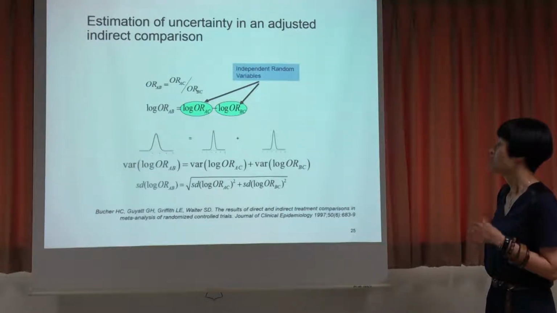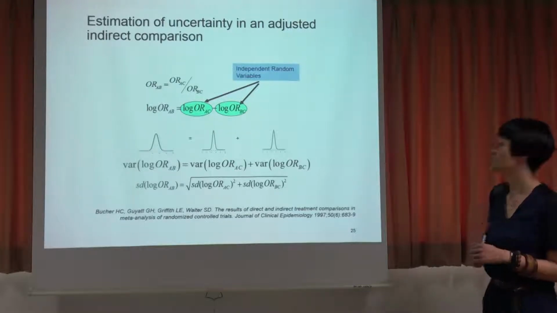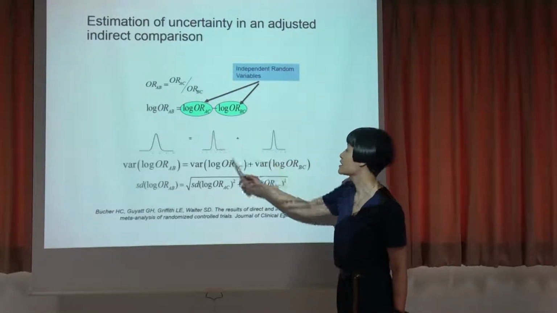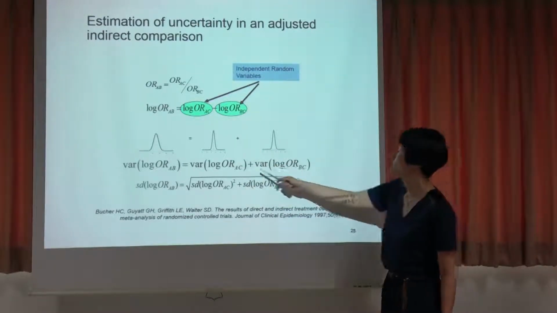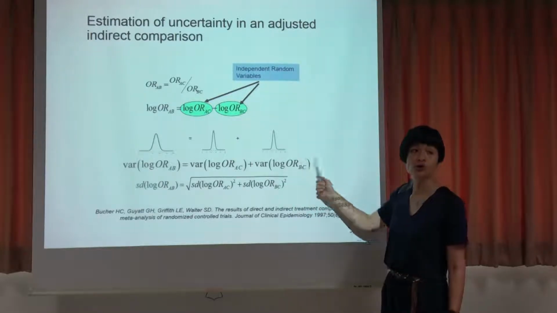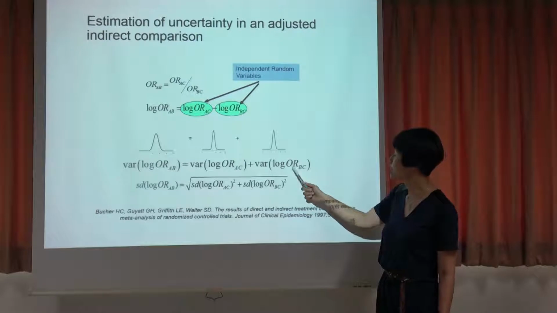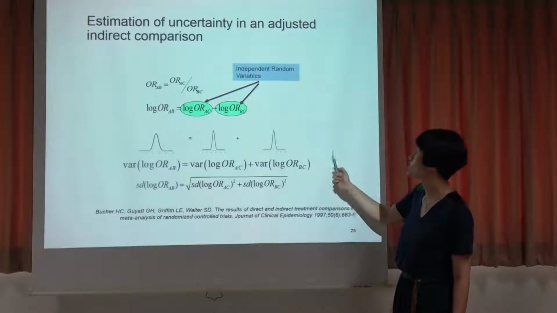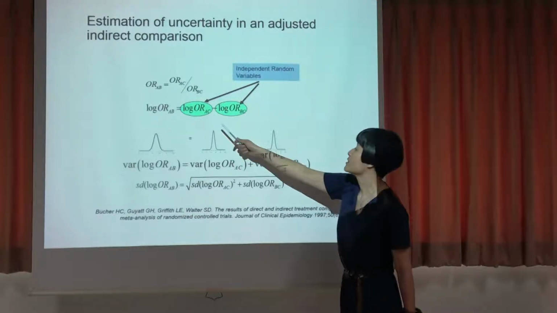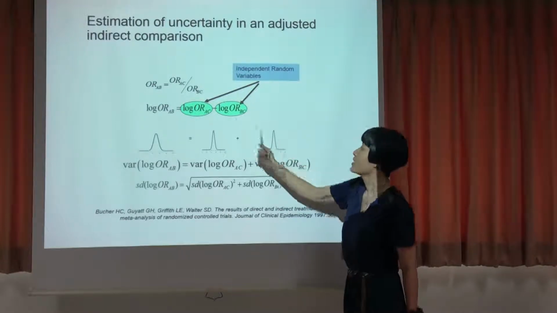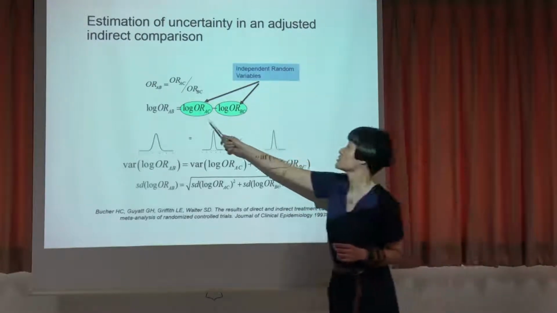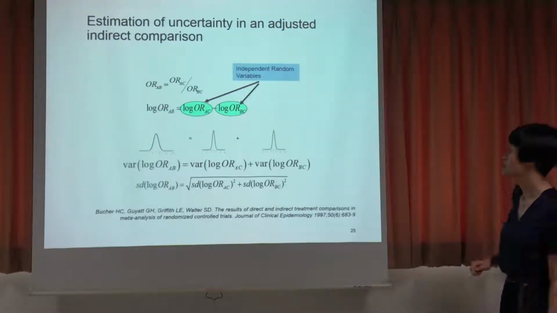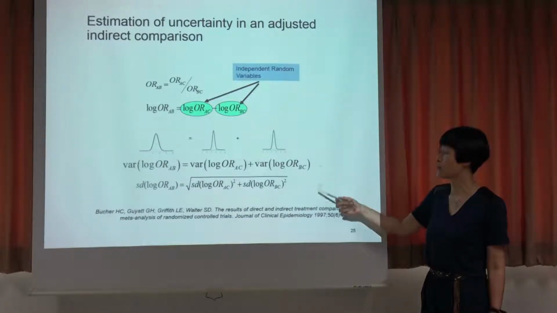You can calculate uncertainty around your effect estimates. So the variance of the log odds ratio is basically the sum of the variance of the log odds ratio of the individual treatment comparisons that contribute to your calculation here. And the standard deviation is basically the square root of your variance. Now, you can do this because we're assuming that they are independent of each other. And that's true because this information came from different studies. So they can be considered as independent random variables. And so, again, a very straightforward calculation.